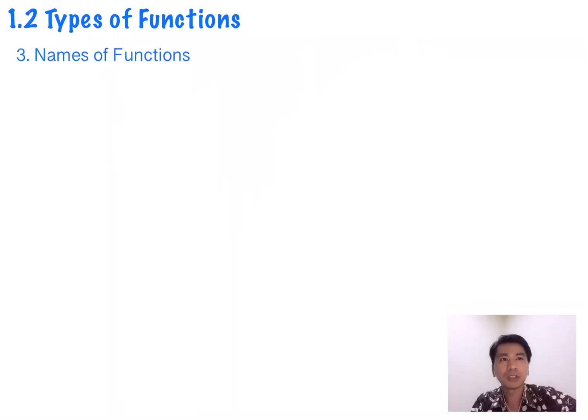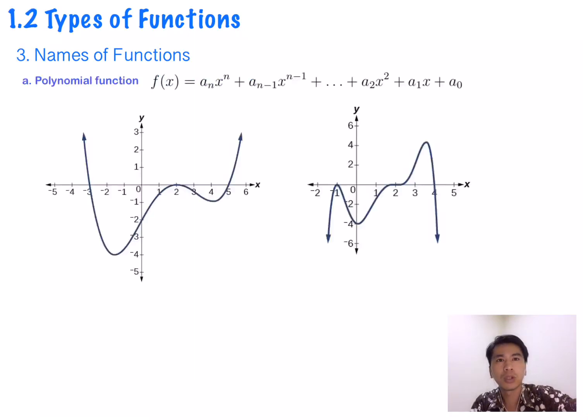We come to the names of functions. So let's begin with the first one, polynomial function. The polynomial function has this general equation, f of x equals a n x to the power of n and so on. So when you see these two graphics, these are examples of polynomial functions. Quadratic functions are also part of the polynomial functions.